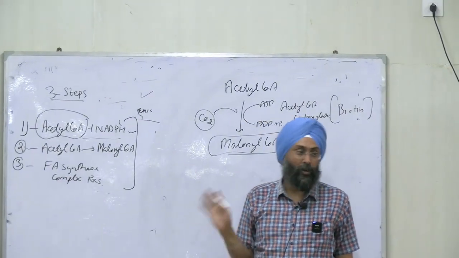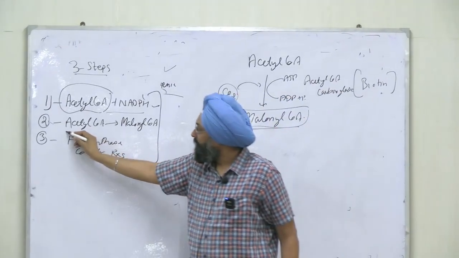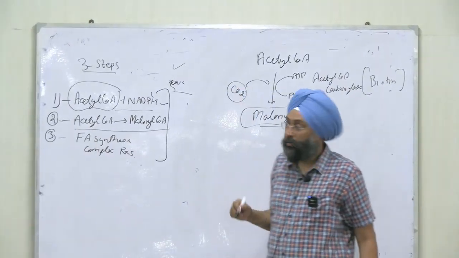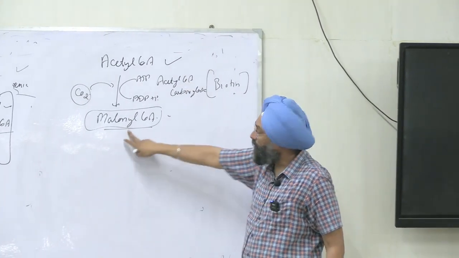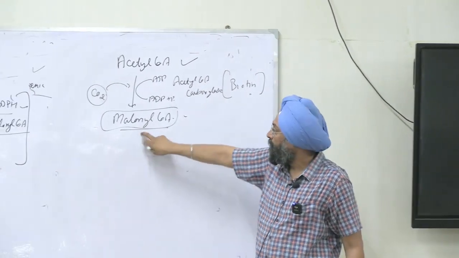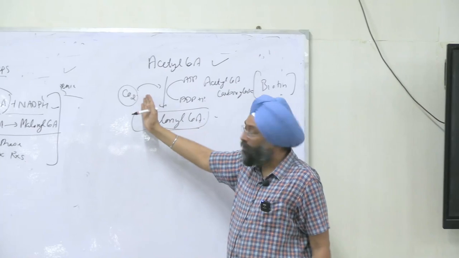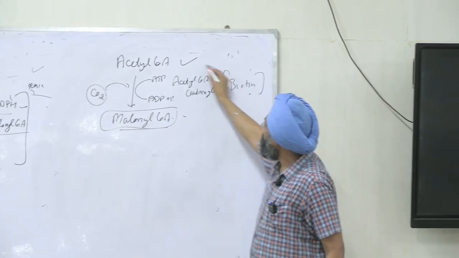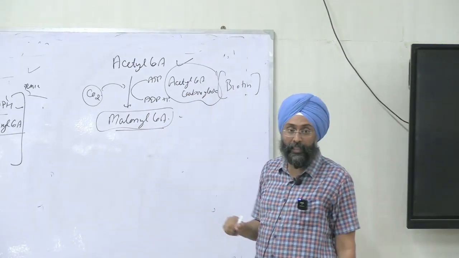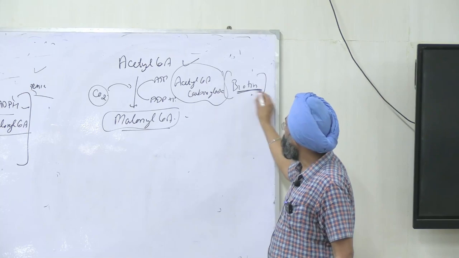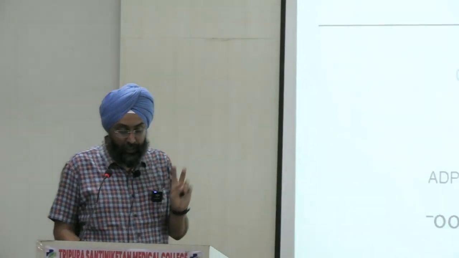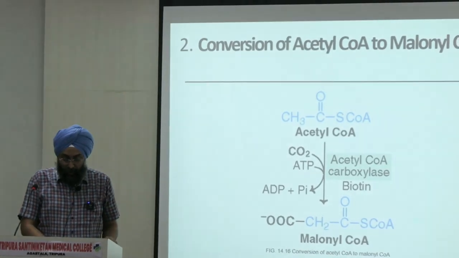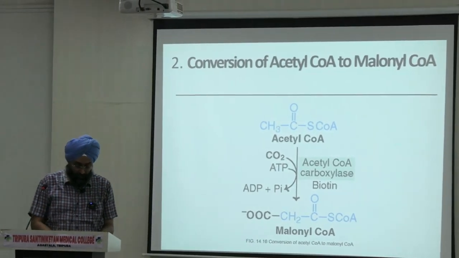HMP shunt, ATP is already there. And now the second step was conversion of acetyl-CoA into methionine-CoA. Acetyl-CoA is there and one more carbon is added. You can see it is added by a carboxylation reaction. Enzyme is acetyl-CoA carboxylase, and you need biotin for this reaction. Clear to all of you? The first two steps. Now we'll move to the third step.